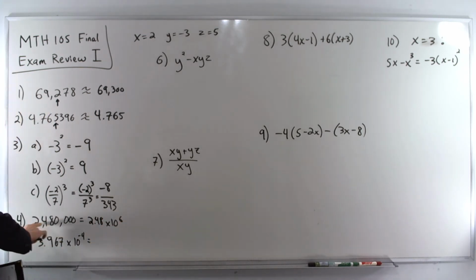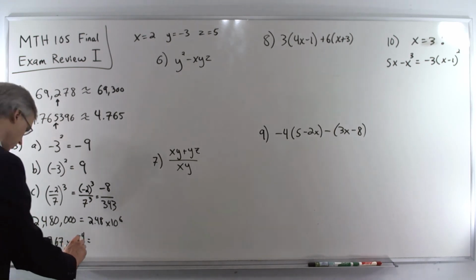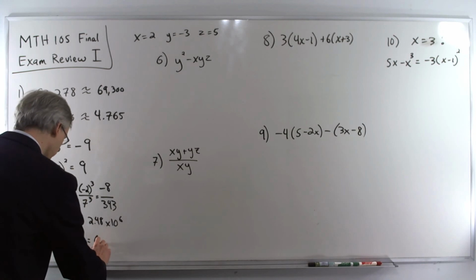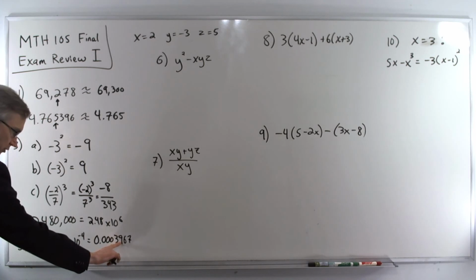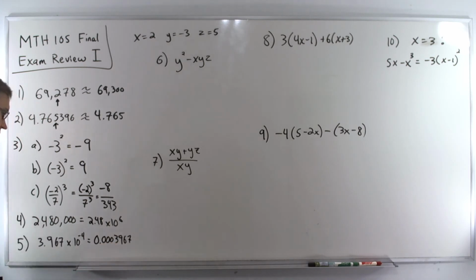Just remember, if we have a large number, the exponent is positive. If we have a very small number, it's negative. So in the next one, we've got a negative exponent, which means this is going to be a very small number, which means we need to move the decimal 4 places to the left. So that's going to give us 3 zeros. Moving left, 1, 2, 3, 4. So that gives us 0.0003967.